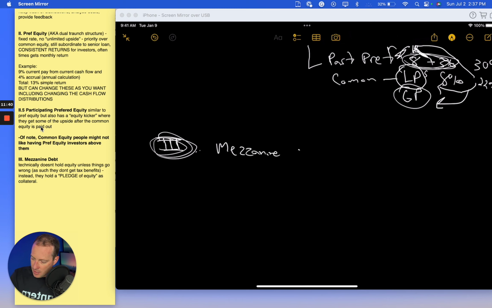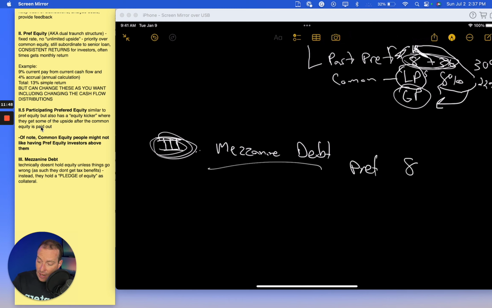Mezzanine debt. This is a type of debt where, think of it kind of similar to pref. Remember, what's pref again? They have a guaranteed return of 8%. Well, not guaranteed. Nothing's guaranteed in the deal, right? If it goes bad, nobody gets anything. But they get paid first, after the bank, obviously. They're the first investor that gets paid their 8%.